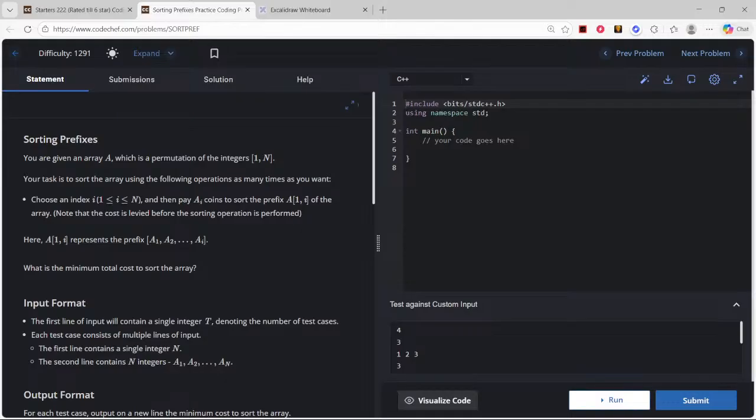So, 1 to n. Our task is to sort the array using the following operations. How can we do it?